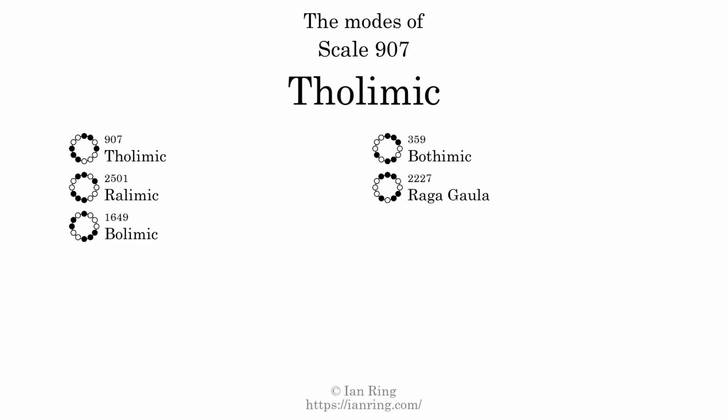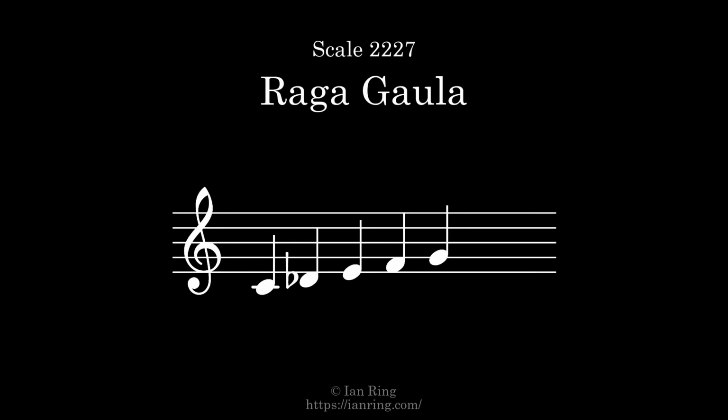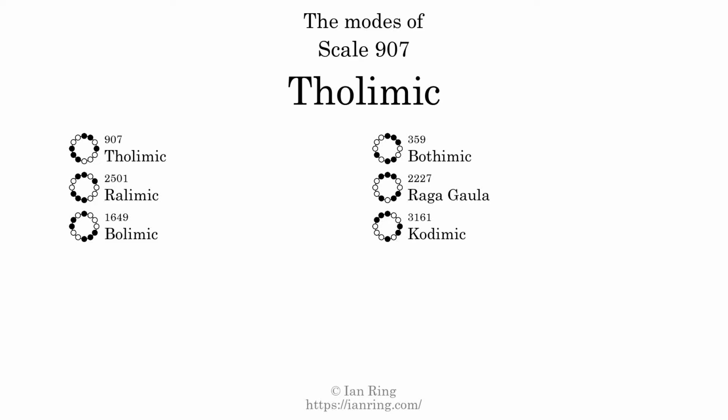The fifth mode is scale 2227, also known as Raga. It sounds like this. The sixth and last mode is scale 3161, also known as Tholimic. It sounds like this.